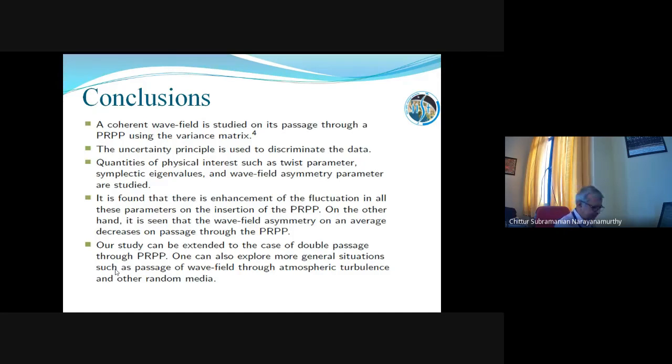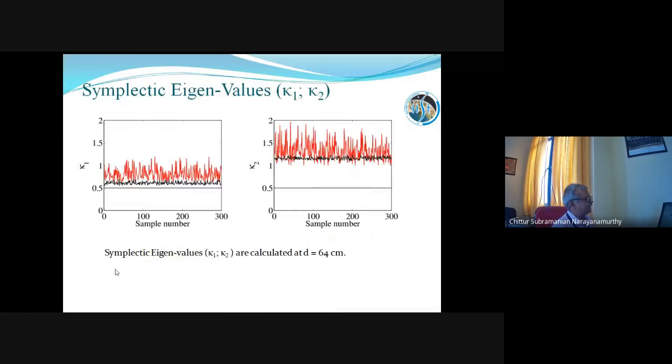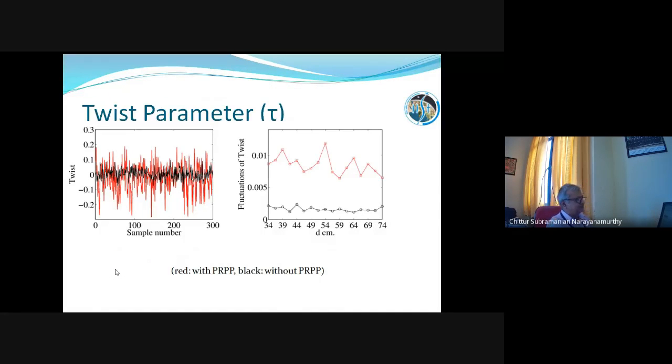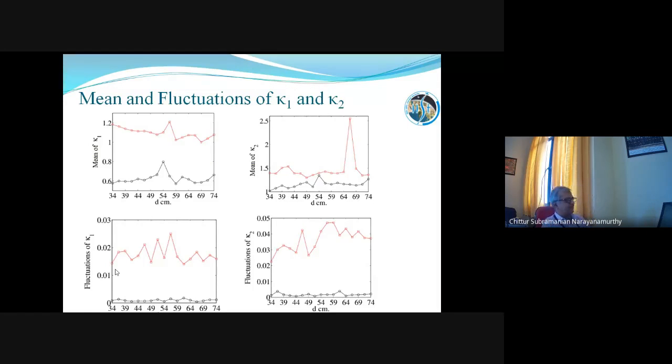Now what we have done is we are using different kinds of beams. For example, Laguerre Gaussian beams, topologically charged beams, where we found that these parameters, symplectic eigenvalues, and mean fluctuation of the light beam are such that the turbulence is not affecting the variance. That is, the turbulence will not affect the topologically charged beams compared to the Gaussian beam.